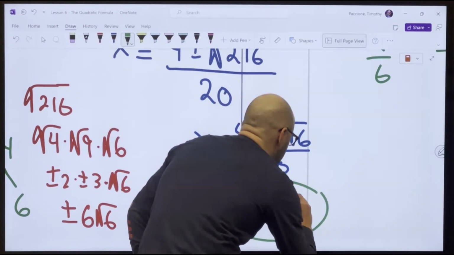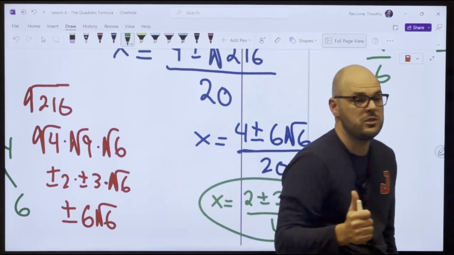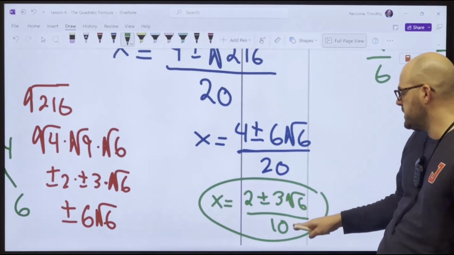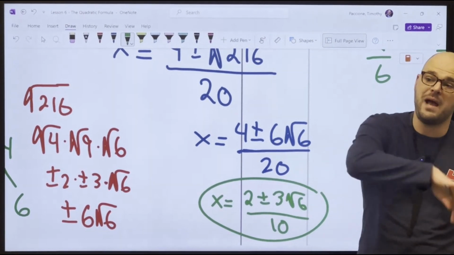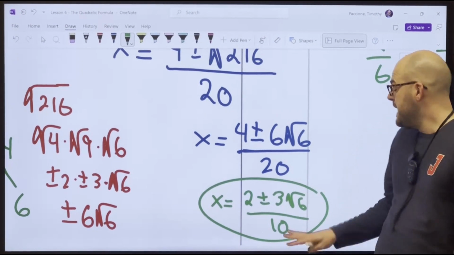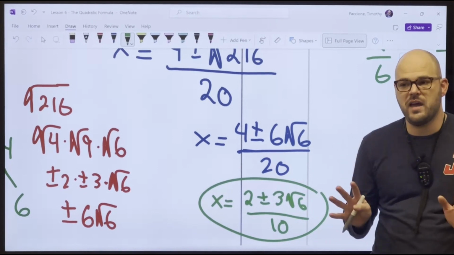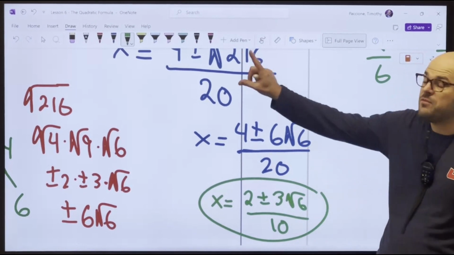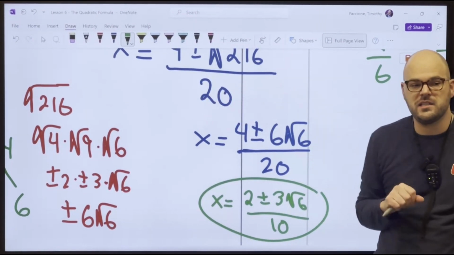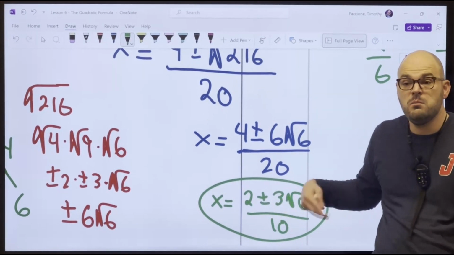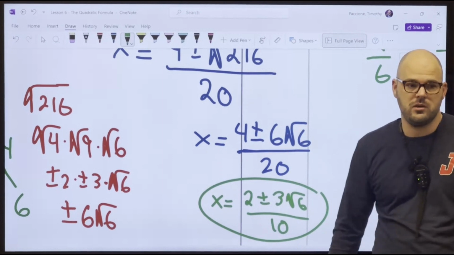Now, what does that mean? It means I have 2 real solutions, and that's what they are: 2 plus 3 square root of 6 divided by 10, and 2 minus 3 square root of 6 divided by 10. If you put those into a calculator and pressed enter, you'd get a crazy decimal value. If you graphed this equation on Desmos and looked at your x-intercepts, it would be that crazy decimal value. These are x-intercepts. But they're crazy, and that's why I took a crazy formula to find them.